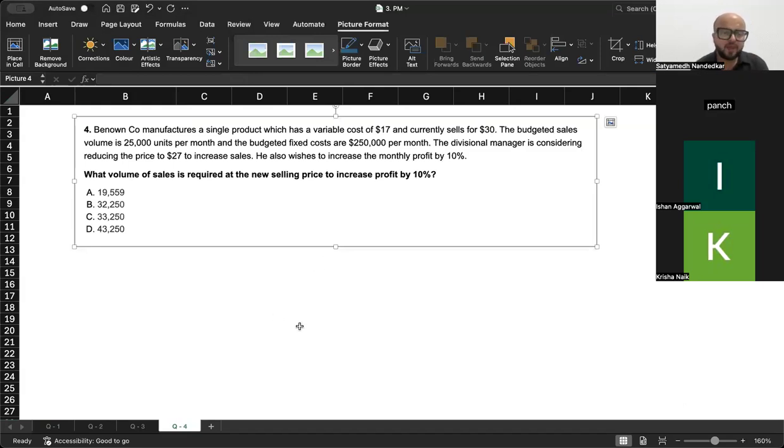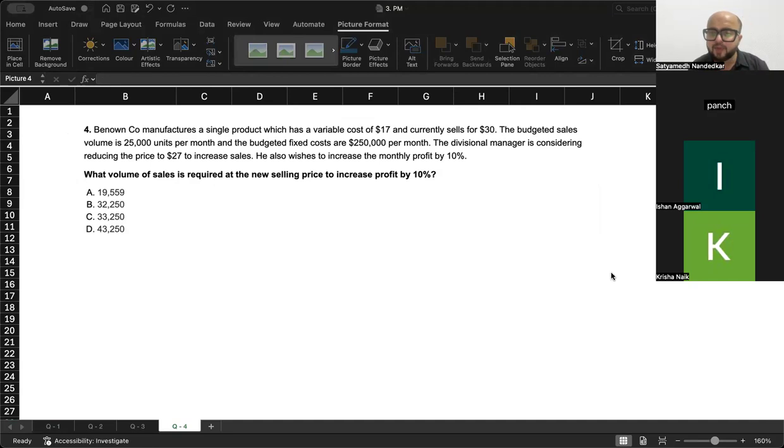Okay, have a look at this one. What volume of sales is required at the new selling price to increase profit by 10%? Renowned manufactures a single product which has a variable cost of 17 and currently sells for 30. The budgeted sales volume is 25,000 units per month and budgeted fixed costs are 250,000 per month. The divisional manager is considering reducing the price to 27 to increase sales. He also wishes to increase the monthly profit by 10%. What volume of sales is required at the new selling price to increase profit by 10%? What does volume of sales mean? They are basically looking at quantity.